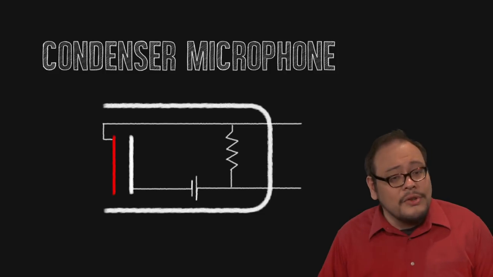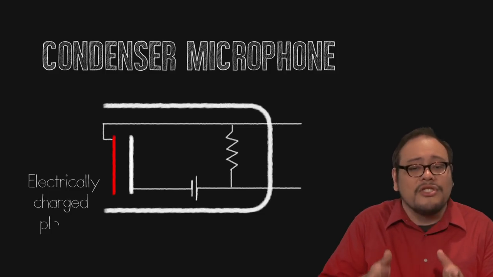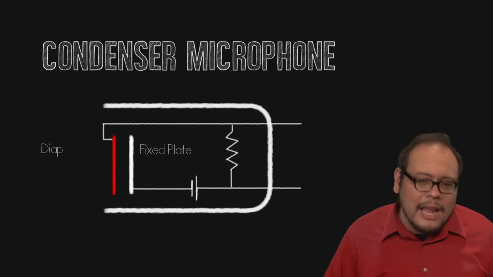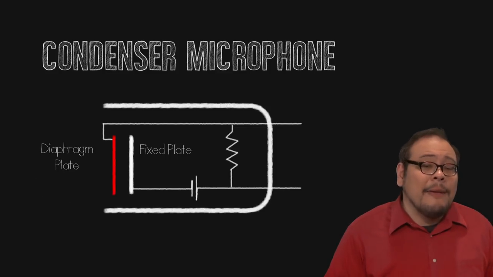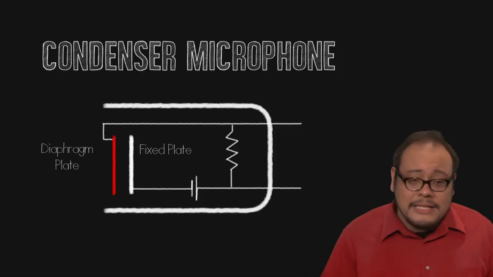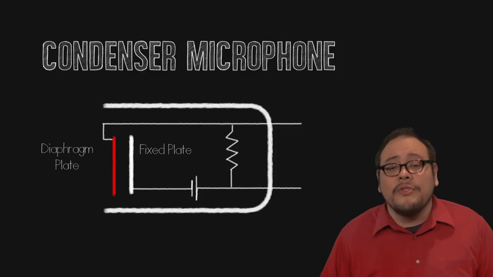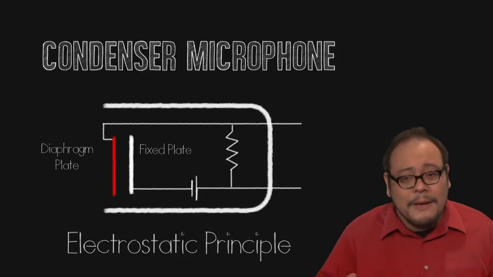Now, condensers use two electrically charged plates, one fixed and one which can move, acting like a diaphragm. Unlike dynamic mics, there is no coil. Instead of using the electromagnetic principle, condenser microphones use the electrostatic principle.